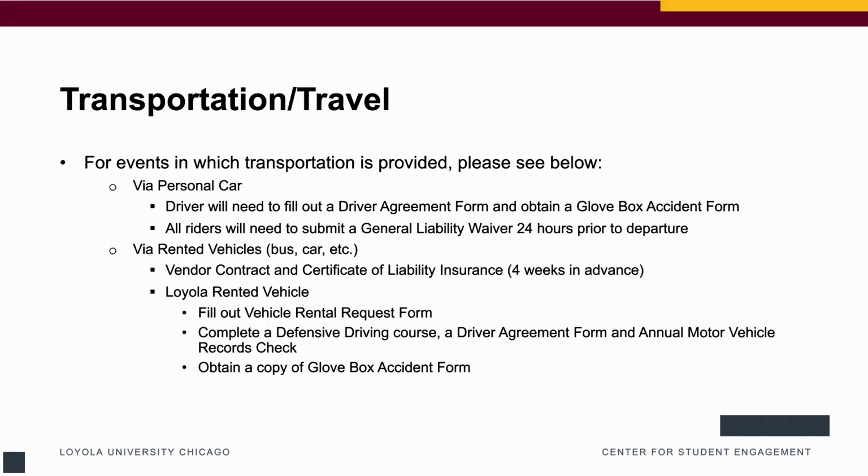If you are going through a rented vehicle, that could be a bus or car, then you would need to provide the vendor contract and certificate of liability insurance 4 weeks in advance. That has to be a signed Loyola vendor contract, as well as the vendor's own contract. For Loyola rented vehicles, you will need to fill out a vehicle rental request form, complete a defensive driving course, a driver agreement form, and an annual motor vehicle records check, and also obtain a copy of the glove box accident form. These are also hyperlinked in the handbook as well.